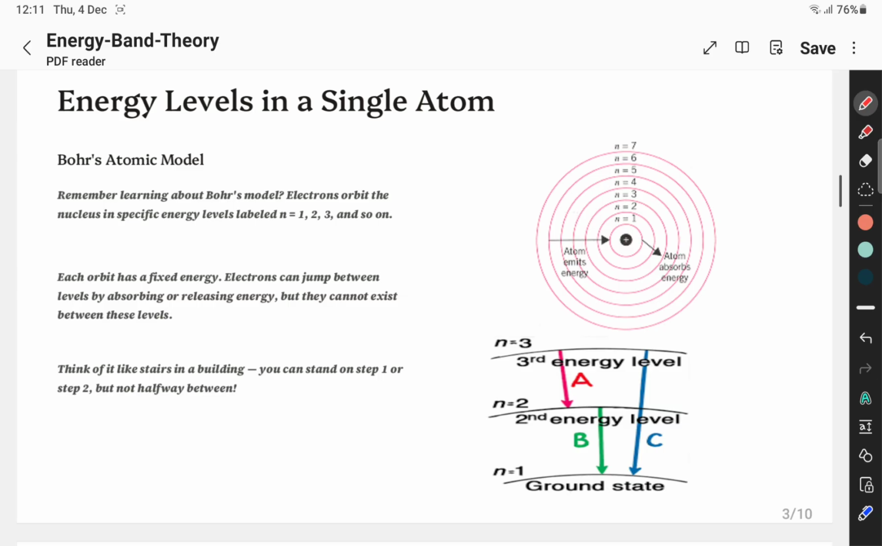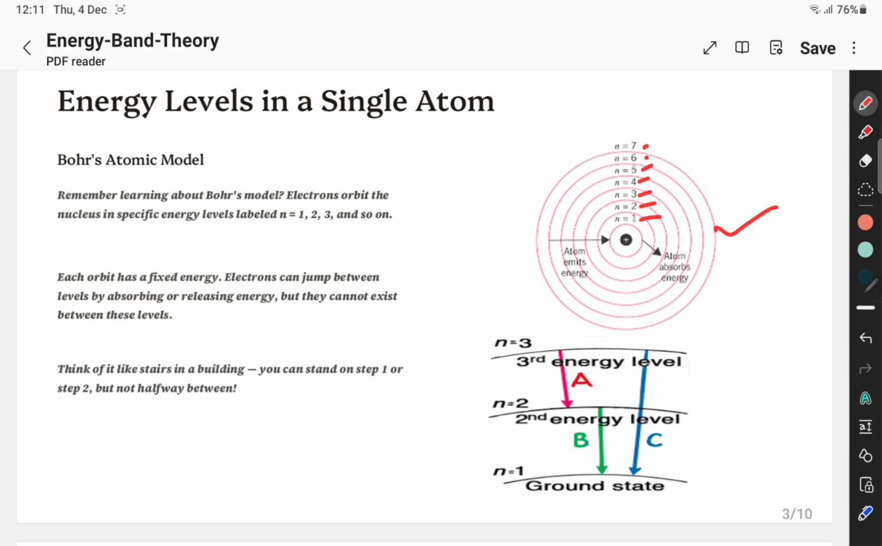Now, do you remember Bohr's atomic model that we studied in earlier classes? Electrons orbit the nucleus in fixed energy levels, as you can see here. This is the nucleus and the electrons are moving in fixed energy levels. The energy levels are n equal to 1, 2, 3, 4, 5, 6, 7 and so on.